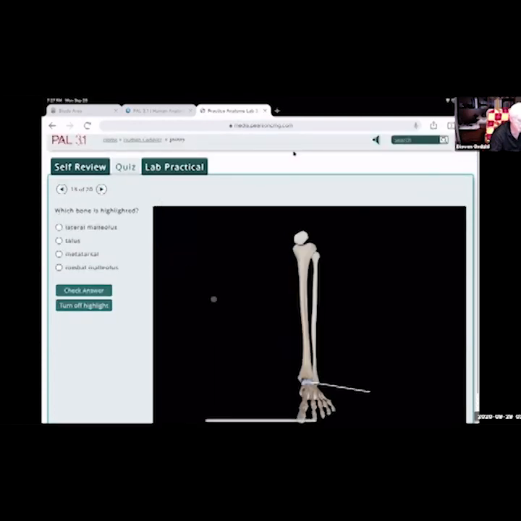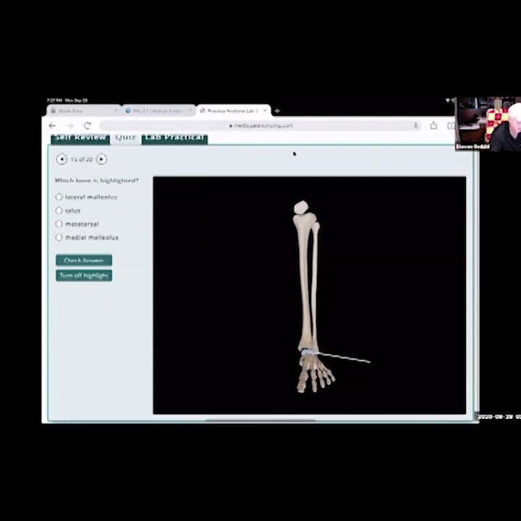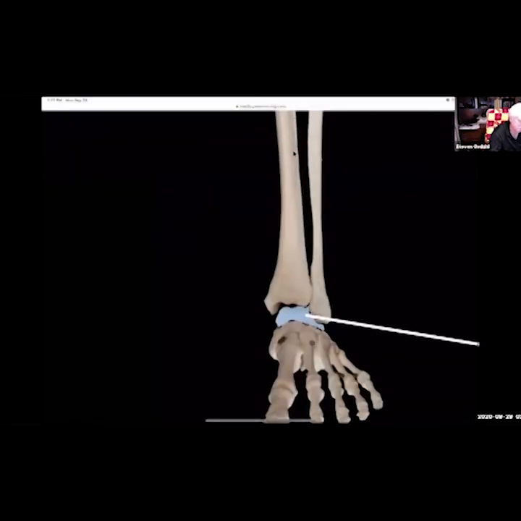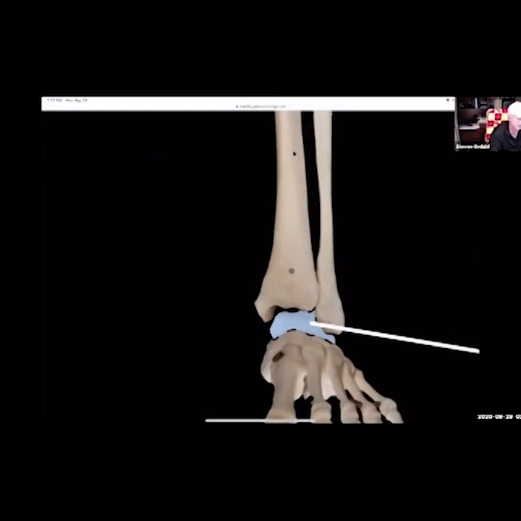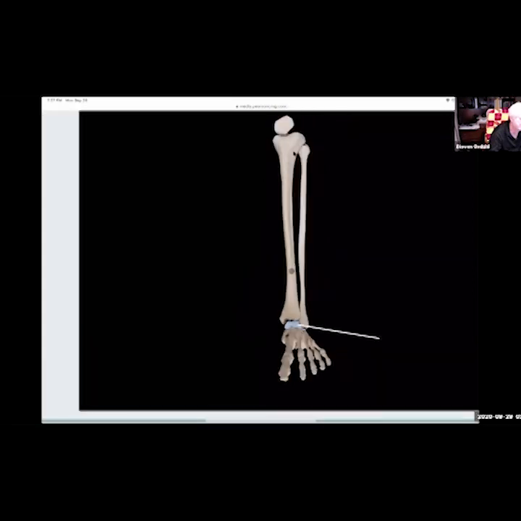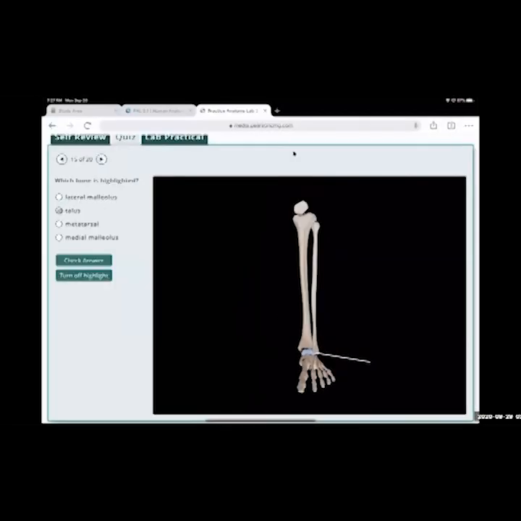Which bone is highlighted here? Let's blow this up a little so you can see it. This is the bone in the foot where the tibia comes down and meets it. This is the what? Talus. Yep. Perfect.